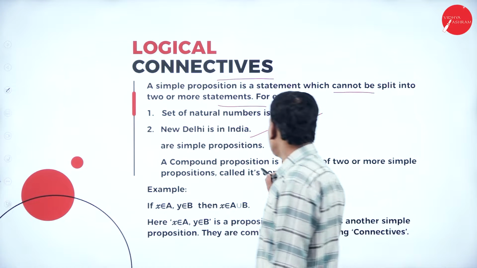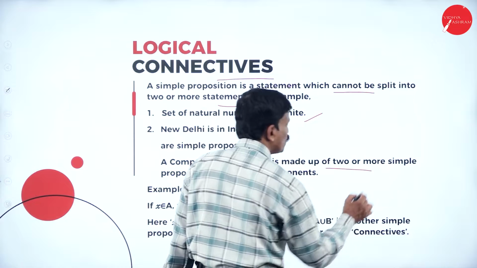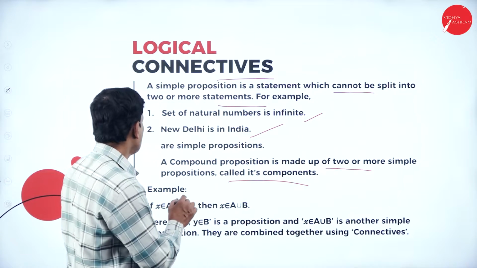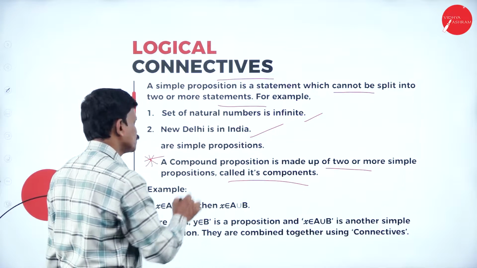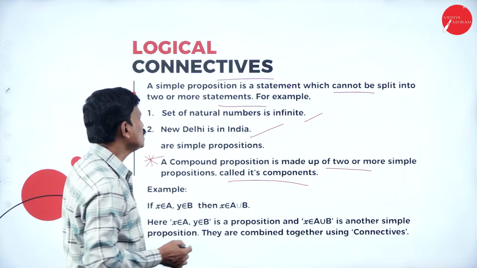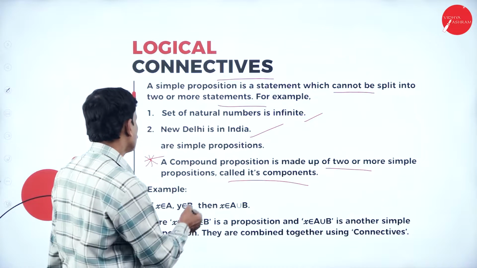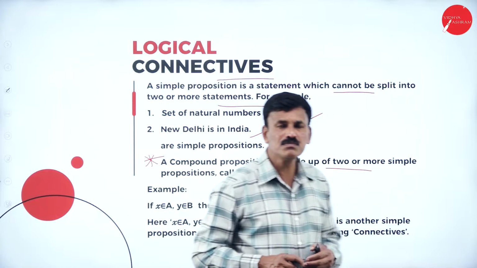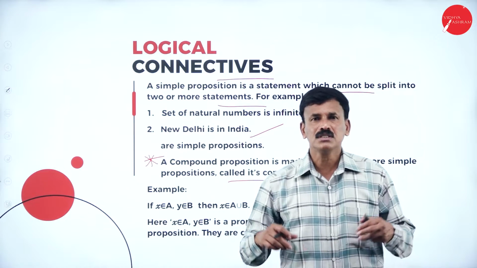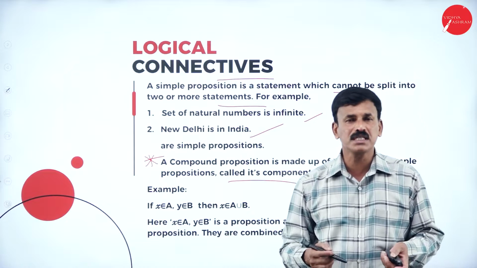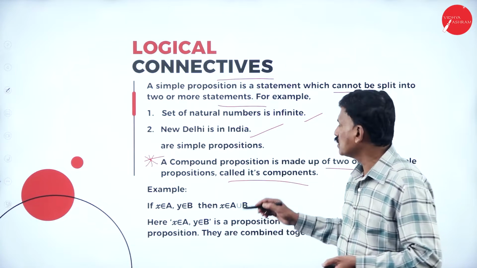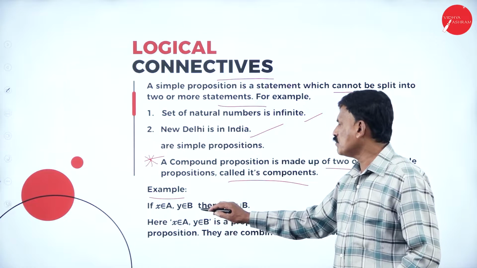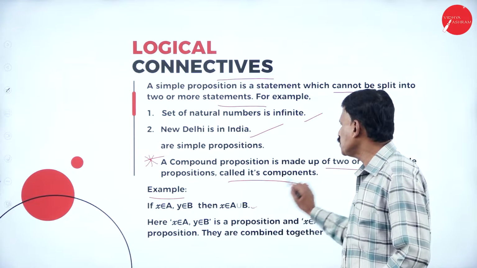Now, a compound proposition is made up of two or more simple propositions called its components. So, what is a compound proposition? A compound proposition is made up of two or more simple propositions called its components. If two or more simple propositions are combined, they are called components, to get one more statement, that is called the compound proposition. Next, let us consider, for example, if x belongs to A and y belongs to B, then x belongs to A union B.